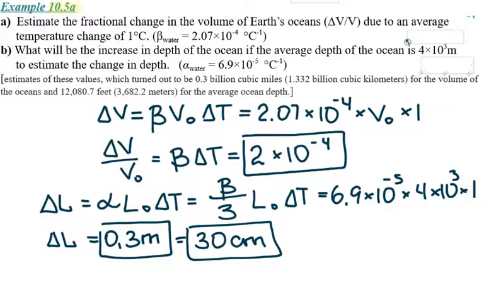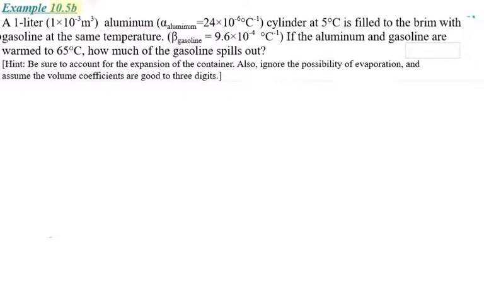In this question, they say 1 liter, and again, 1 liter is the same as 1 × 10^-3 meter cubed aluminum. And they give you the linear expansion of the aluminum cylinder at 5 degrees Celsius, filled to the brim with gasoline at the same temperature. And they give you the volume expansion for the gasoline. If the aluminum and gasoline are warmed to 65 degrees Celsius, so their temperature increases by 60, both of them, how much of the gasoline will spill out?